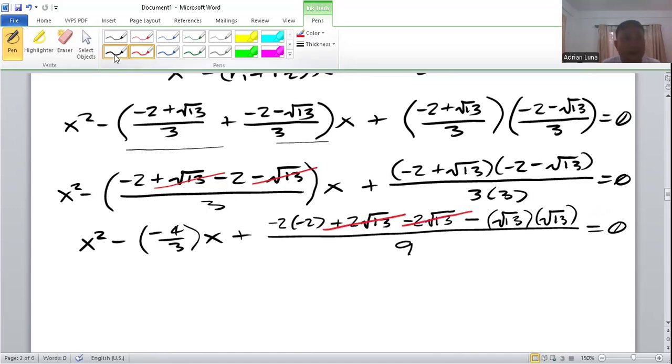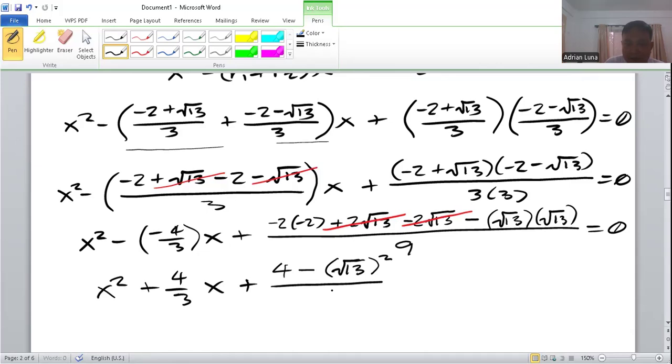Then simplify natin to. So negative times negative 4 thirds, x squared. So negative times negative, so magiging plus 4 thirds x. Ito naman, simplify naman natin. That would be plus negative 2 times negative 2, that would be positive 4. Then minus, parang square root of 13 squared all over 9 is equals to 0.